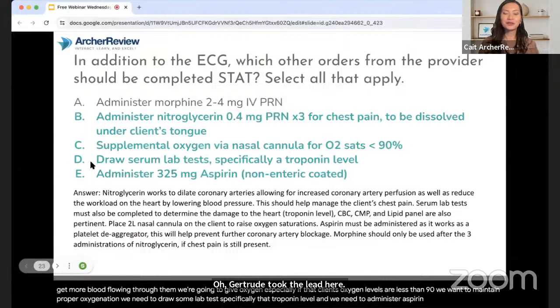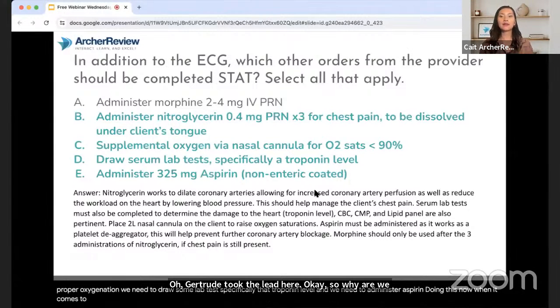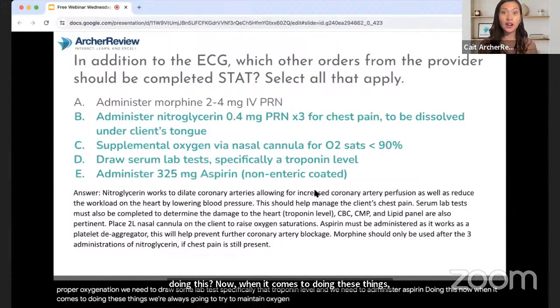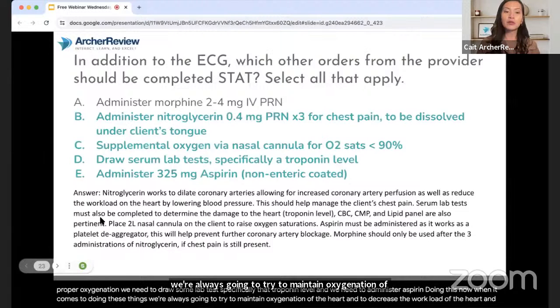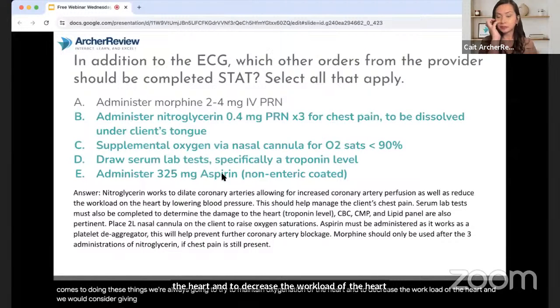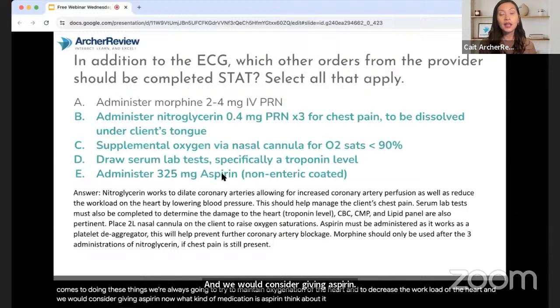Okay, so why are we doing this? Now, when it comes to doing these things, we're always going to try to maintain oxygenation of the heart and to decrease the workload of the heart. And we would consider giving aspirin. Now, what kind of medication is aspirin? Think about it. Aspirin is an antiplatelet medication, right?